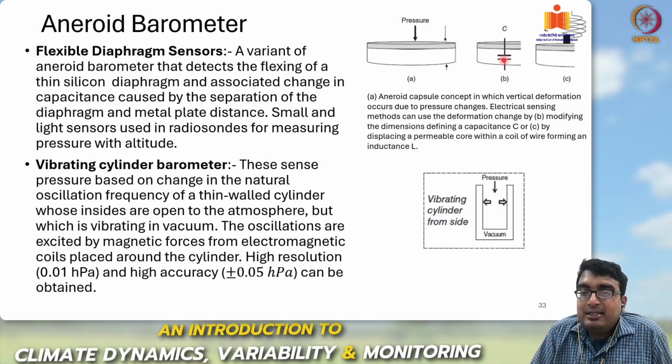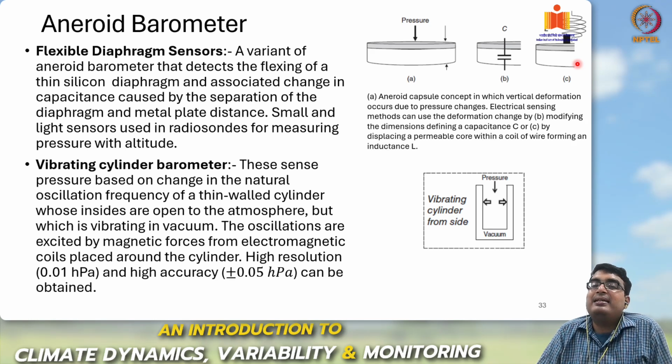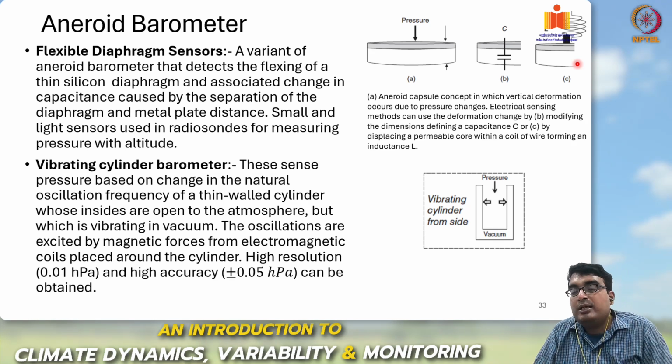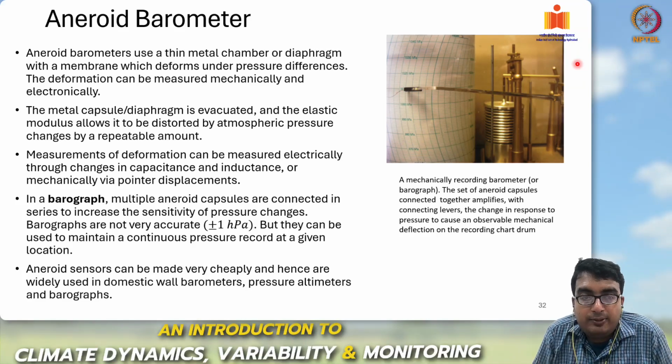Similarly, an inductance-based system works by displacing a permeable core within a coil of wire, creating a change in the inductance. So here you have a wire coil, and there is a core, and that core is changing in position, and hence the inductance is also changing, which becomes the signal in an inductance-based aneroid barometer.